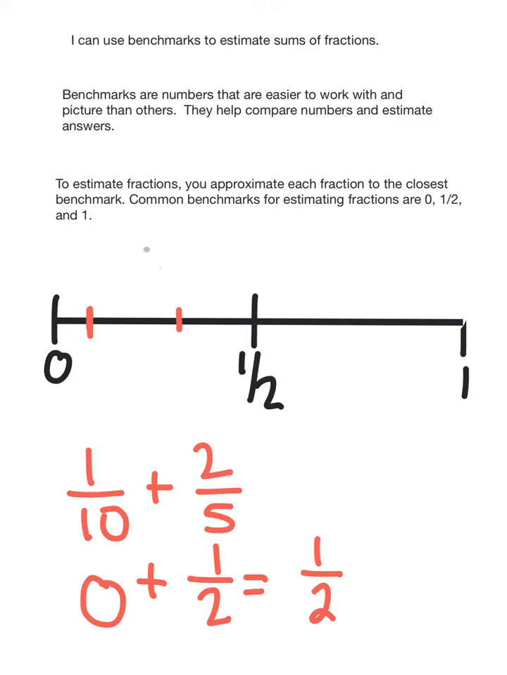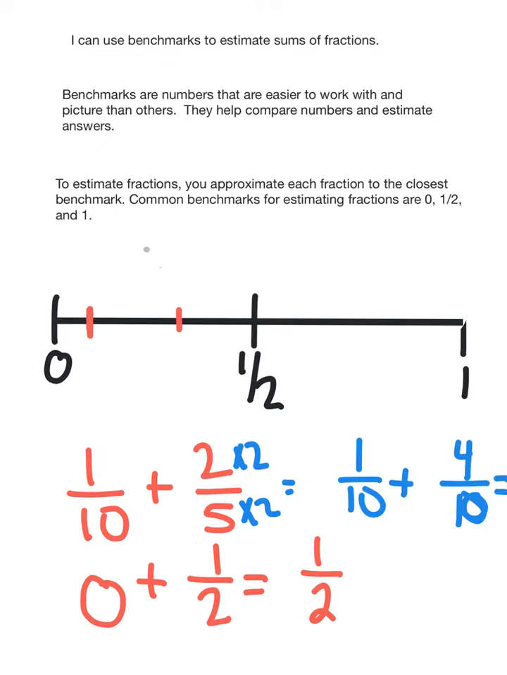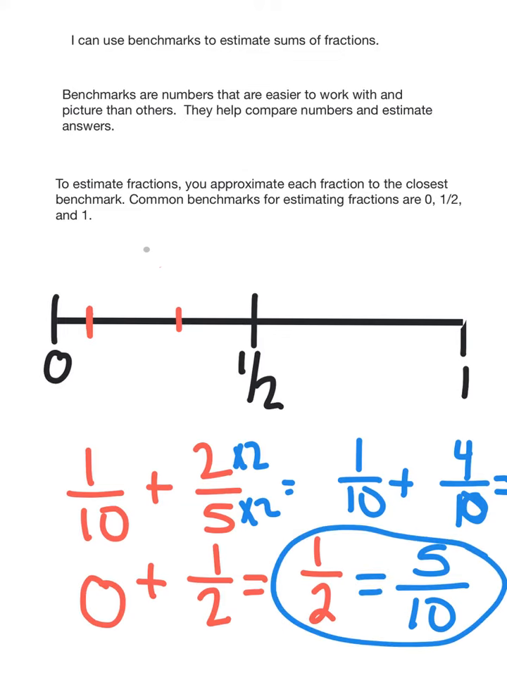Now let's see what happens when I actually add up these math problems. 1/10 plus 2/5 are unlike fractions. I need to make these like. I can times both my numerator and denominator by 2 and get my fraction of 4/10 plus my 1/10. And I can see that 1/10 plus 4/10 equals 5/10, which would actually get us exactly to the benchmark of 1/2.